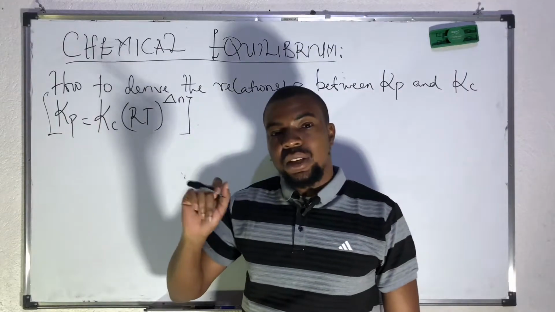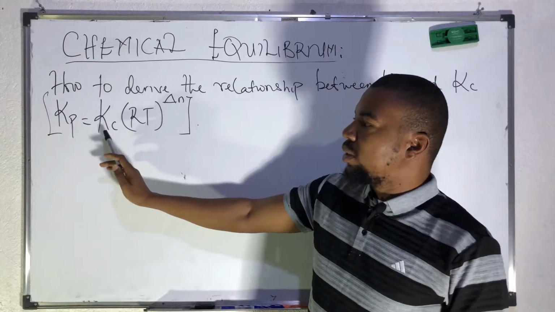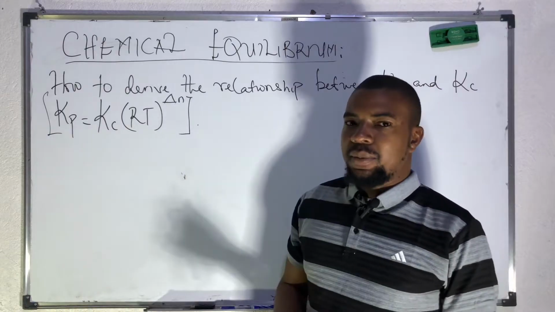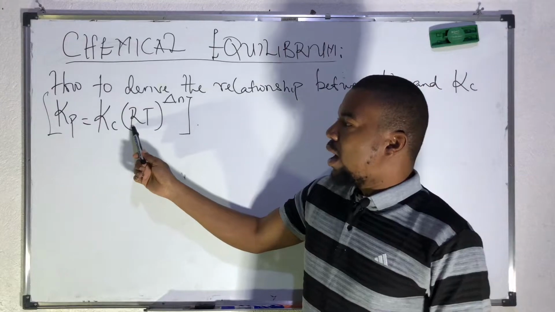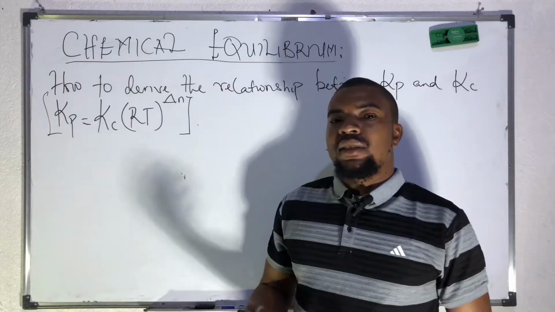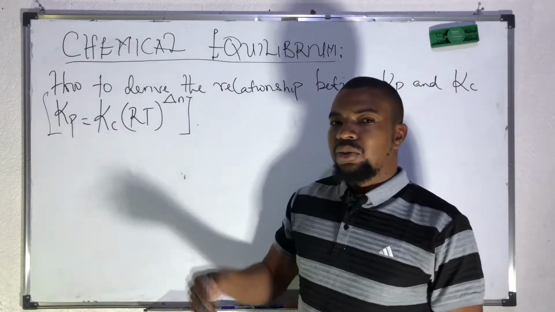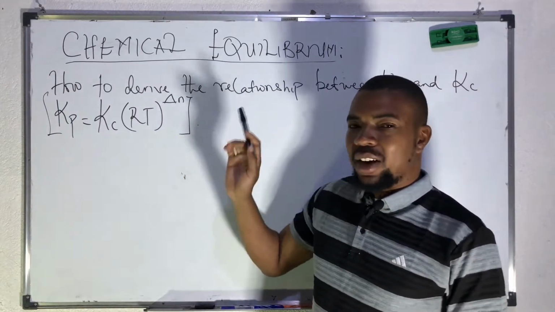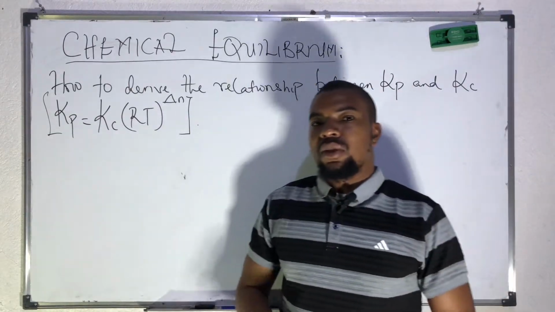So the relationship between Kp and Kc is given by the expression Kp equals Kc times (RT) raised to the power delta n. This is our Kp, here is our Kc. The R simply refers to the ideal gas constant, which is 0.08206, while the T refers to temperature in Kelvin, and delta n, this is delta n, not triangle n. Delta n refers to the change in moles, right?